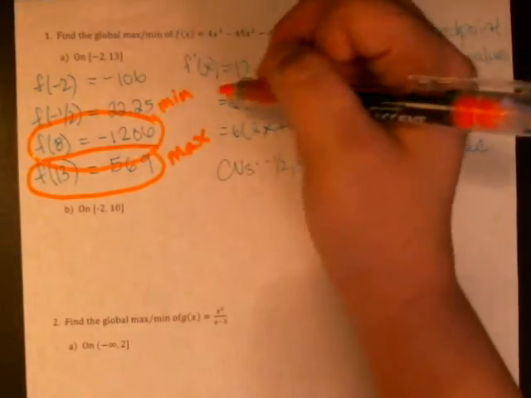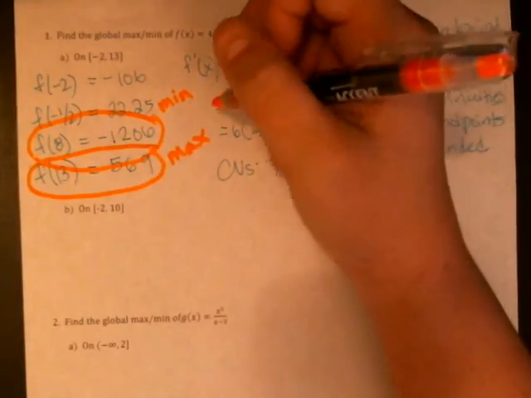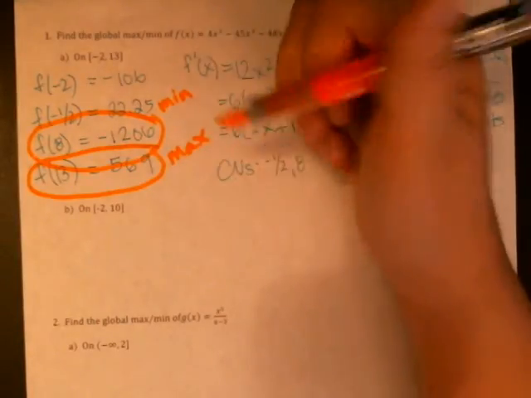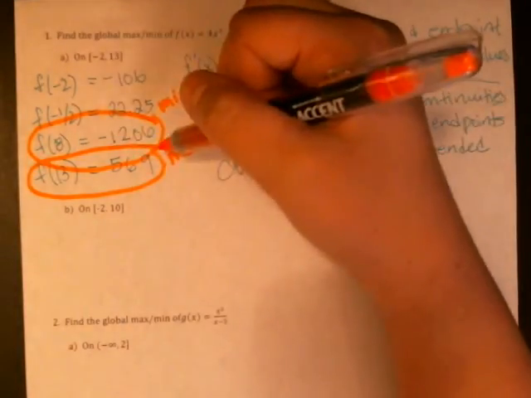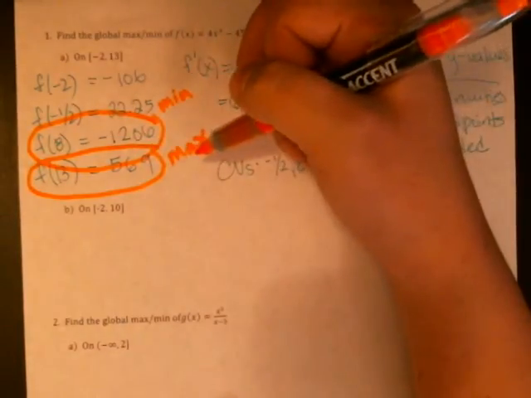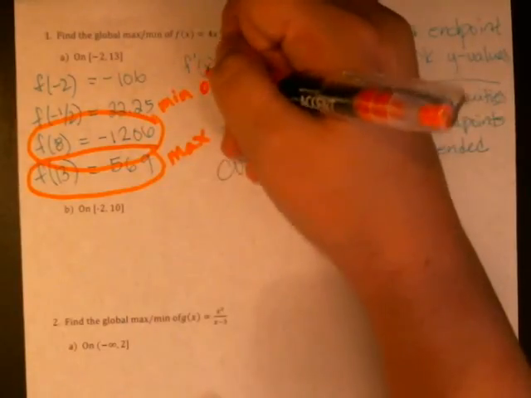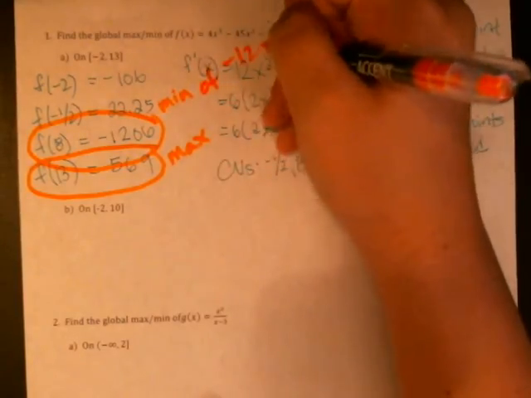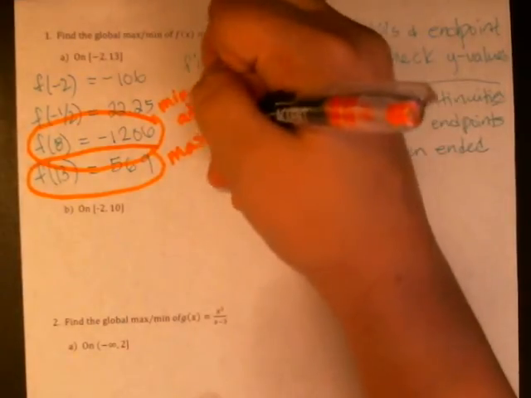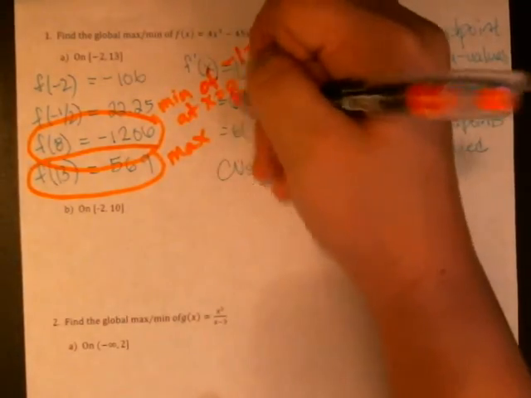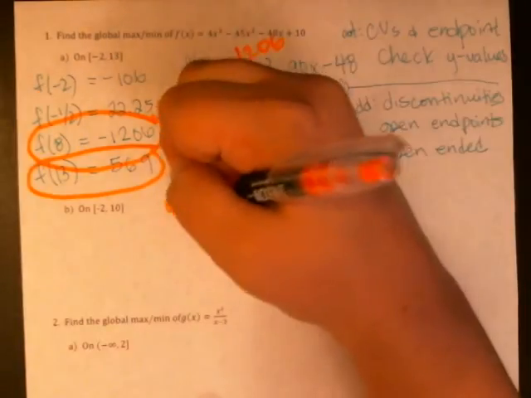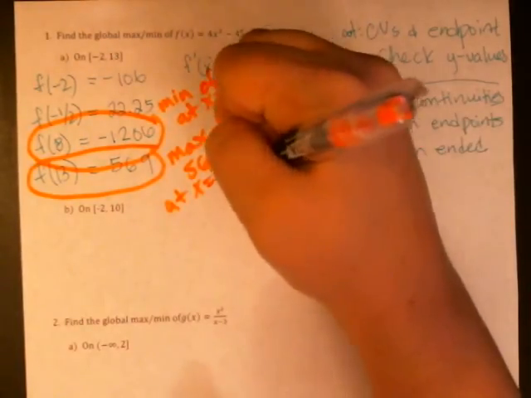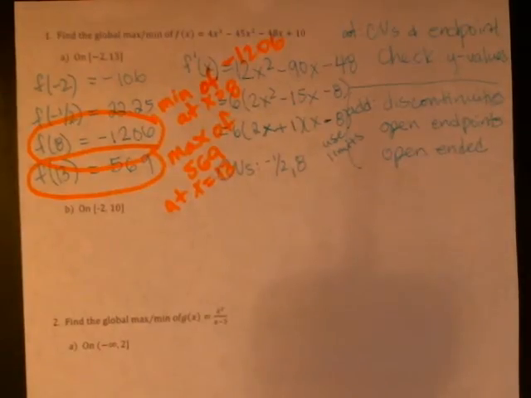And I want to be really clear so I'm not mixing you up. There's a couple things I could ask. I could ask you what the minimum is, and I could ask you where it is. The what is the y value. If I say what is the minimum, I mean what is the smallest y value. So the min of negative 1,206 happens at x equals 8, and the max of 569 happens at x equals 13. Okay, so there's the first one.